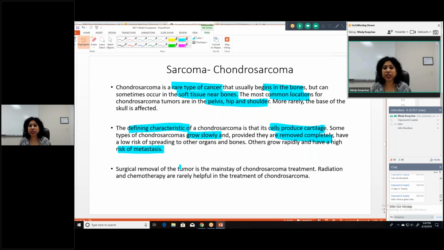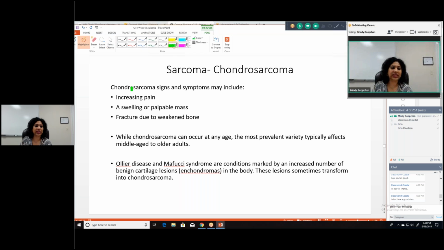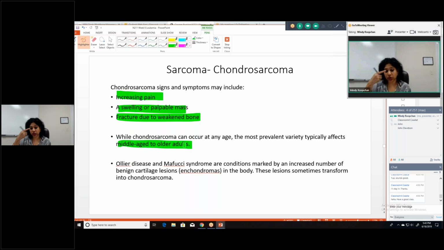Surgical removal of the tumor is the mainstay of chondrosarcoma treatment. Chemo and radiation can also be helpful. The signs and symptoms are increased pain, a palpable mass that feels swollen, and fractures due to weakened bones, which makes sense because that's what it affects. While chondrosarcoma can happen at any age, it really affects middle-aged to older adults. Ollier disease and Maffucci syndrome are conditions marked by an increased number of benign cartilage lesions. They're sometimes transformed into chondrosarcoma.